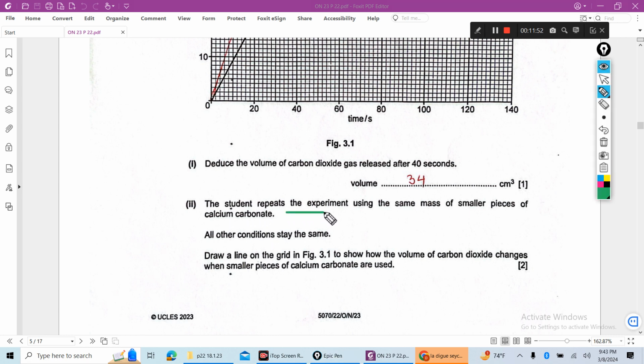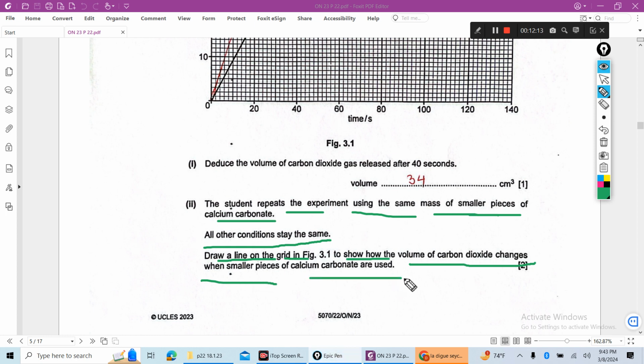Next, the student repeats the experiment using smaller pieces of calcium carbonate, small particles. So all other conditions stay the same. Draw a line on the grid to show how the volume of carbon dioxide changes when smaller pieces of calcium carbonate are used. Smaller particles or smaller pieces have greater surface area, so the rate of reaction will be faster and the graph will be steeper compared to the others.